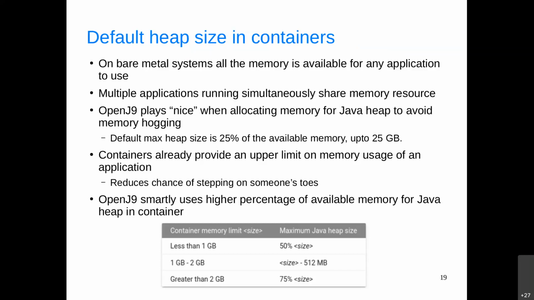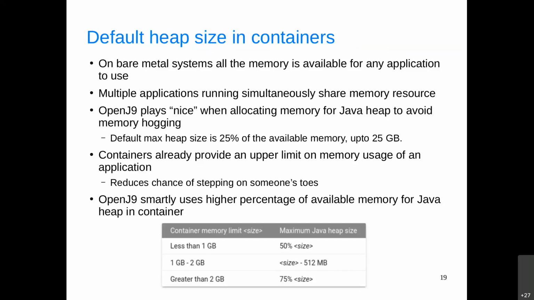But when you are running in a container environment, they already provide an upper limit on the memory usage of an application. And therefore, if all your processes are running in containers which have a memory limit, then the contention for memory resource reduces a lot. And OpenJ9 identifies this and takes advantage of this situation by increasing its heap size when it is running in the container.